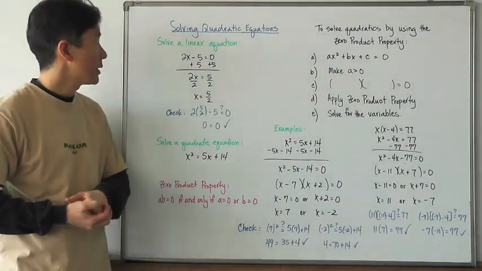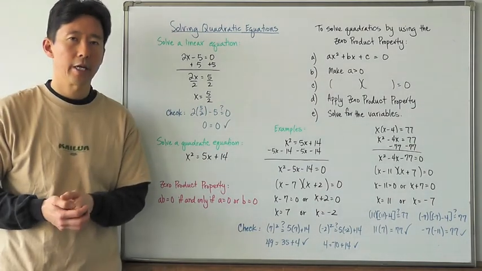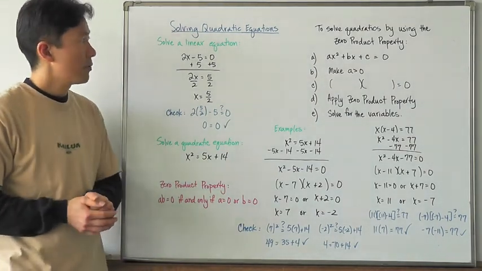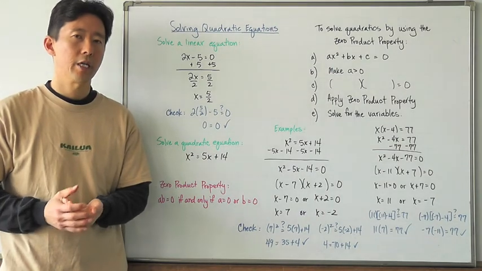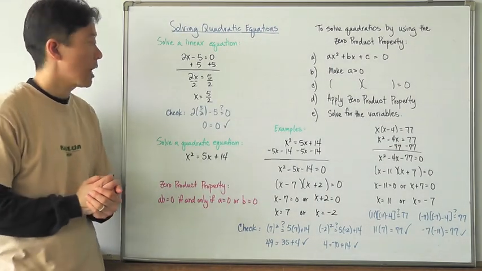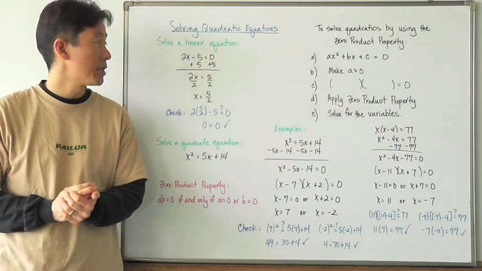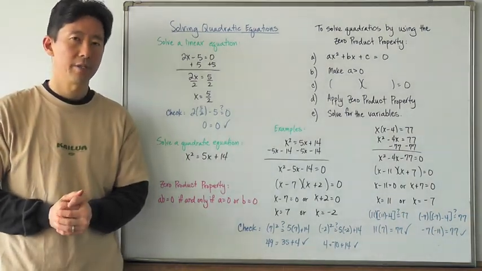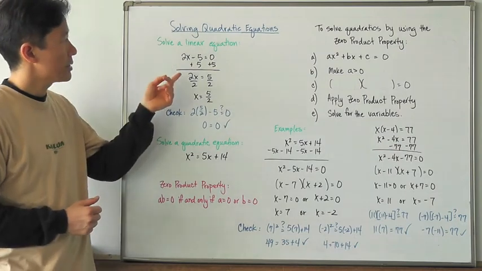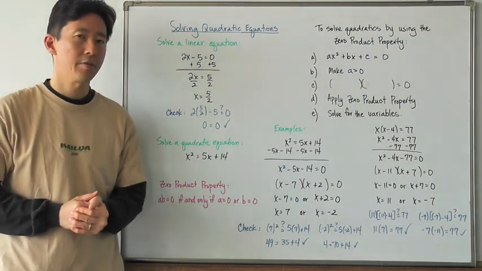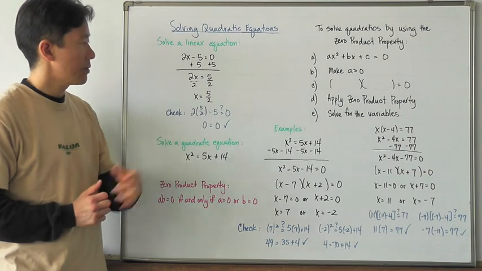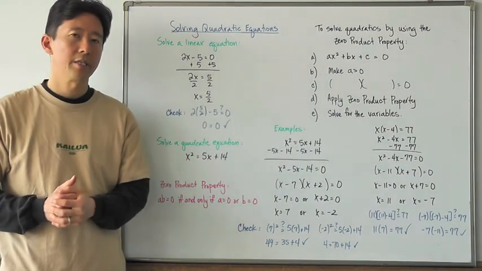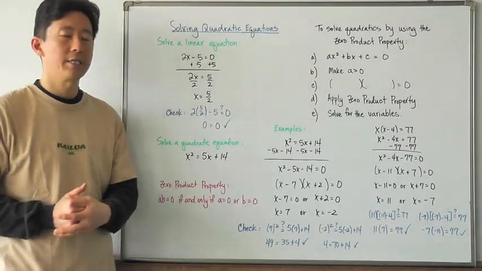Okay everyone, hello. Let's go ahead and take a look at solving quadratic equations. Before we start off with solving quadratic equations, let's take a look at how we solved a linear equation. So here's a linear equation, 2x minus 5 is equal to 0. In order to solve for x, we added 5 to both sides of the equation to come up with 2x is equal to 5. Then we divided both sides by 2 to come up with x is equal to 5 halves.